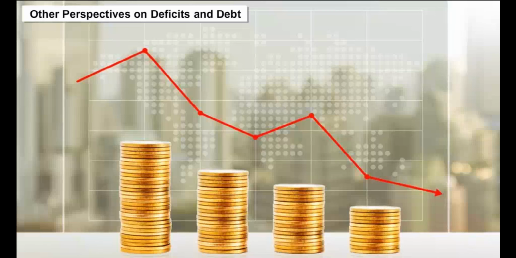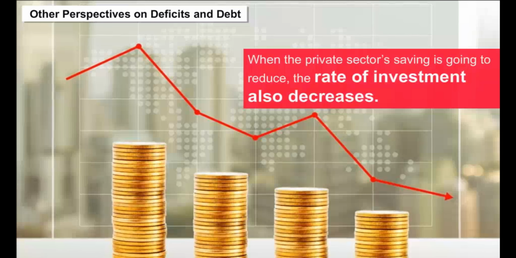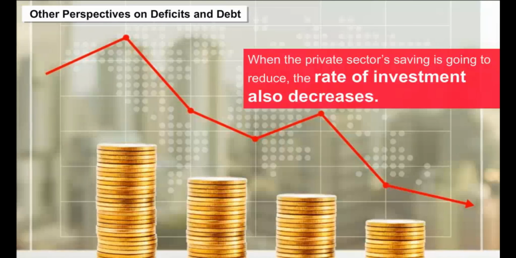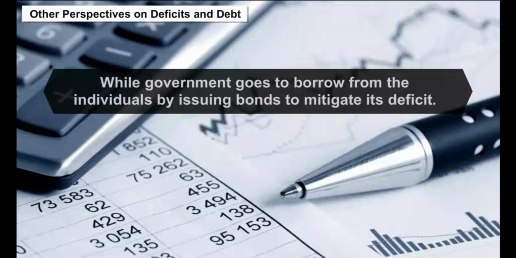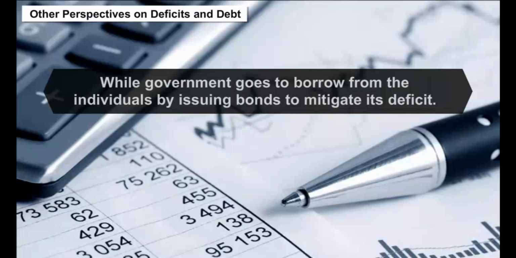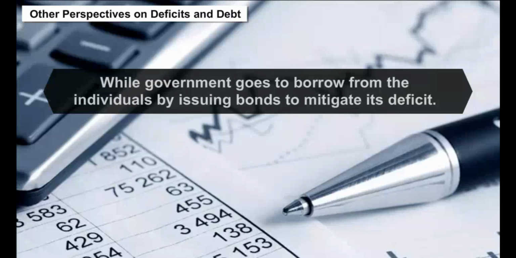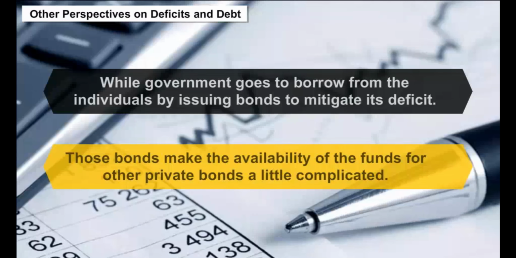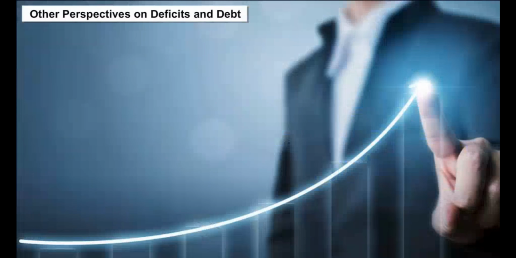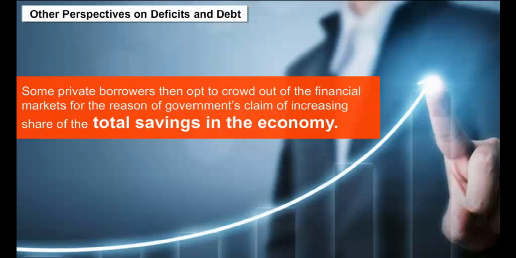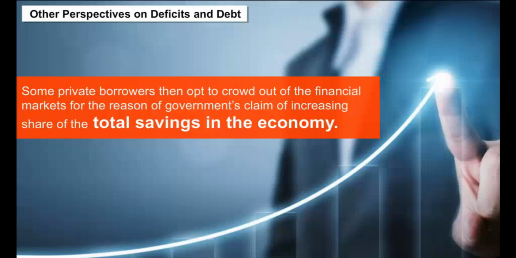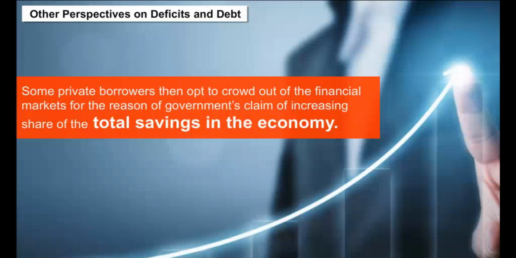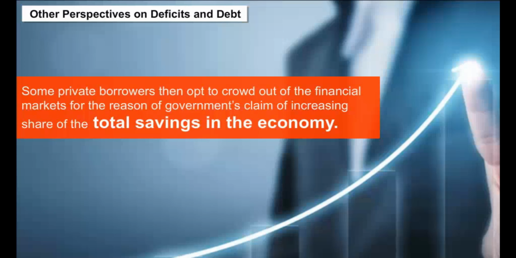Other perspectives on deficits and debt. When the private sector's saving reduces, the rate of investment also decreases. That is probably so when the government borrows from individuals by issuing bonds to mitigate its deficit. Those bonds make the availability of funds for other private borrowers a little complicated. In this position, some private borrowers are crowded out of the financial markets because of the government's claim on an increasing share of the total savings in the economy.